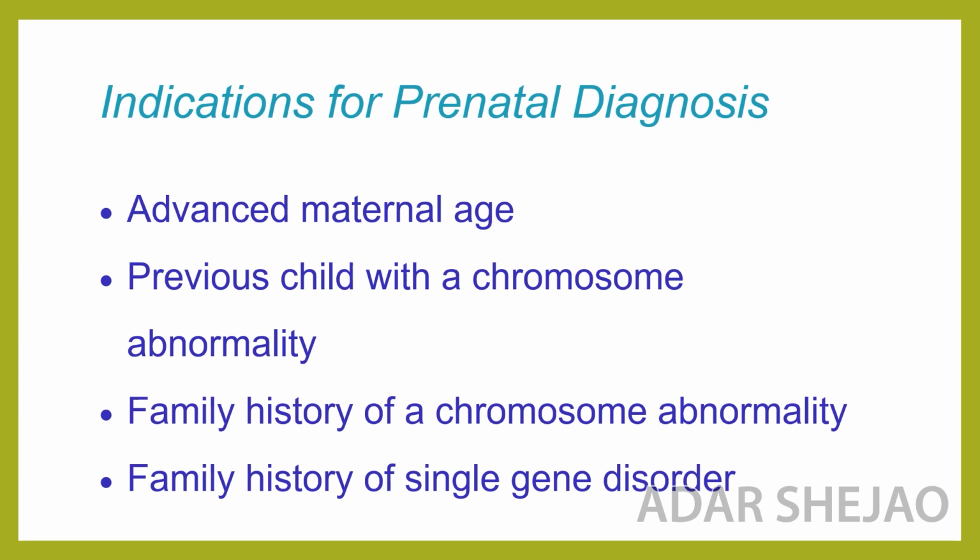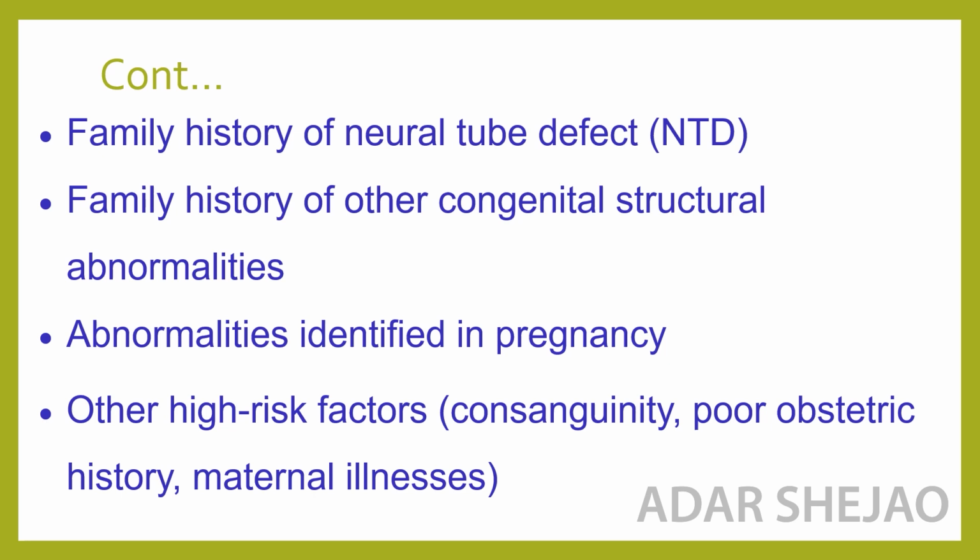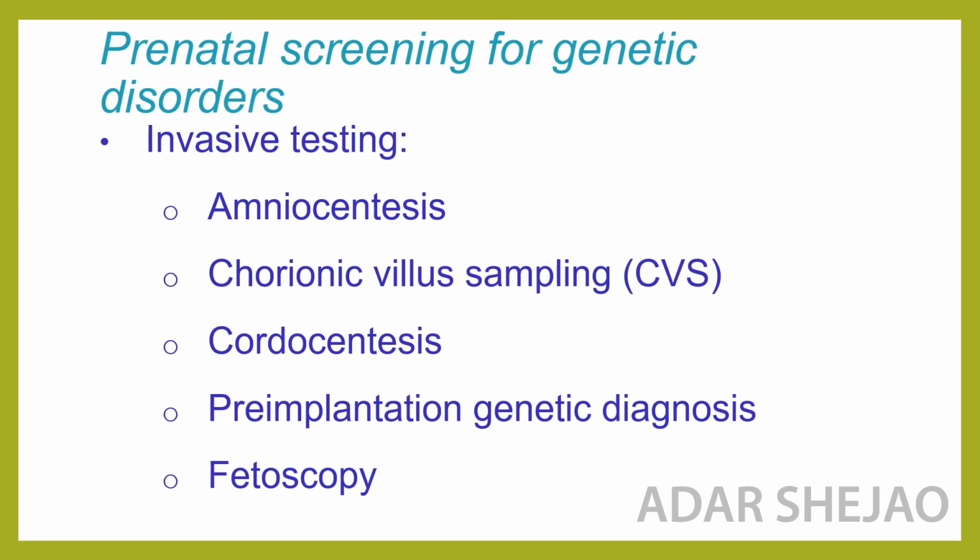Advanced maternal age. Previous child with a chromosome abnormality. Family history of a chromosome abnormality. Family history of single gene disorder. Family history of neural tube defect, NTD. Family history of other congenital structural abnormalities. Abnormalities identified in pregnancy. Other high-risk factors: consanguinity, poor obstetric history, maternal illnesses. Prenatal screening for genetic disorders. Invasive testing.